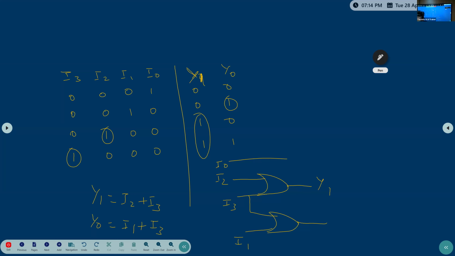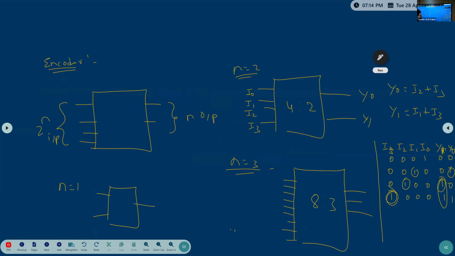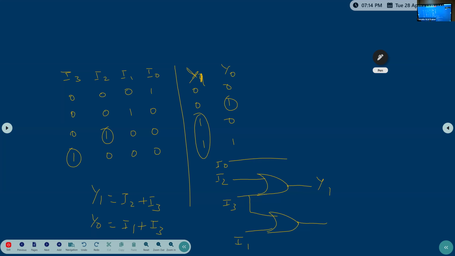Clear, right? Any questions, any doubts? See, here this one is Y1, this one is Y0. Any questions, any doubts here? This is an encoder.